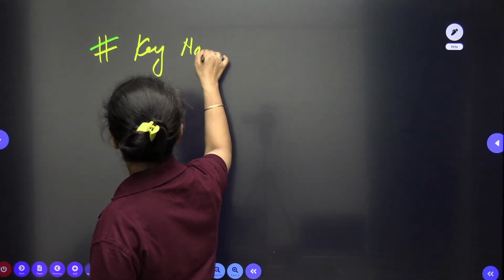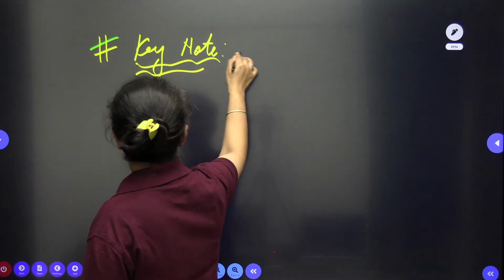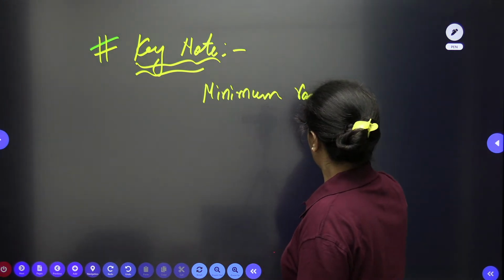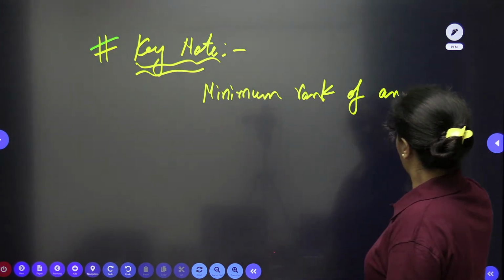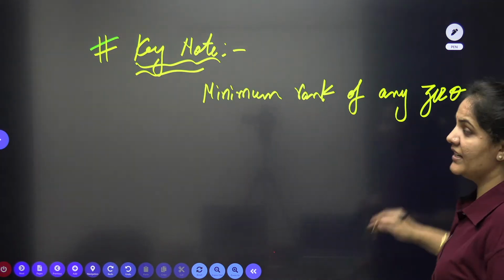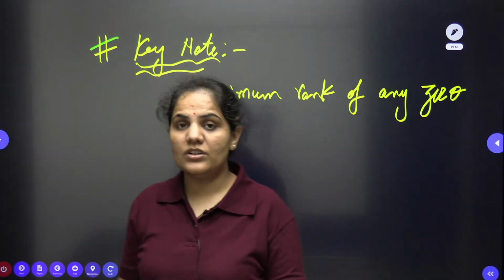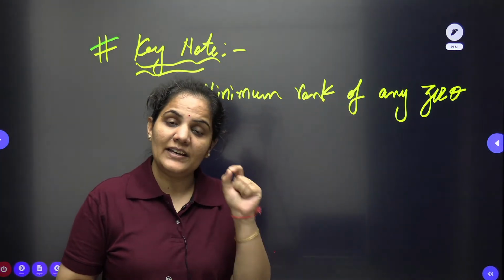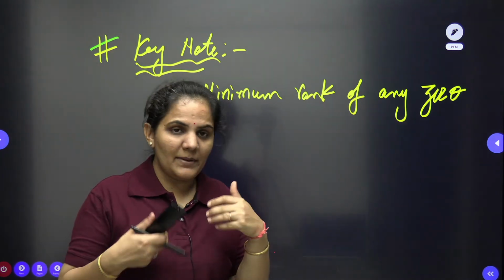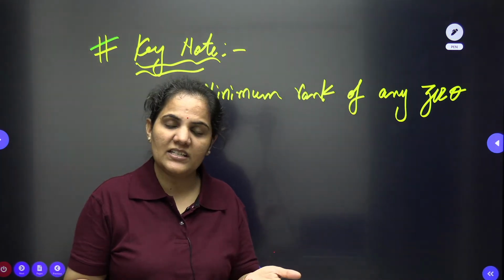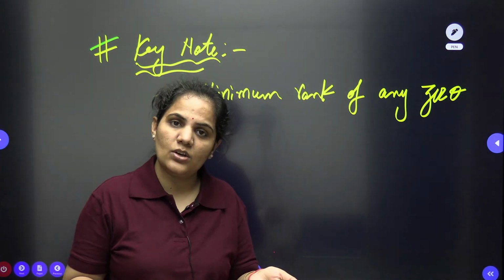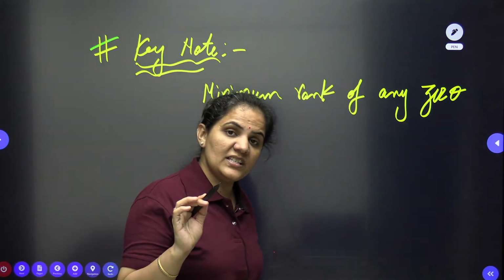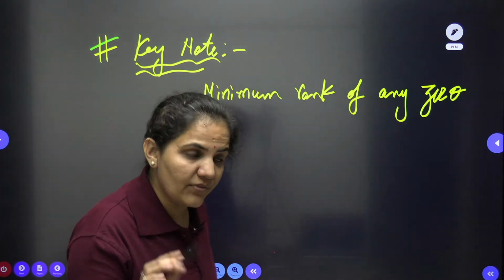Write down as a keynote that the minimum rank of any non-zero matrix is always 1. It is not 0. If your matrix is a non-zero matrix, then its rank will not be 0. Yes, if a matrix is a null matrix or a zero matrix, in which all the elements are 0, then the rank will be 0. But if a matrix is a non-zero matrix, then its minimum rank will always be 1.